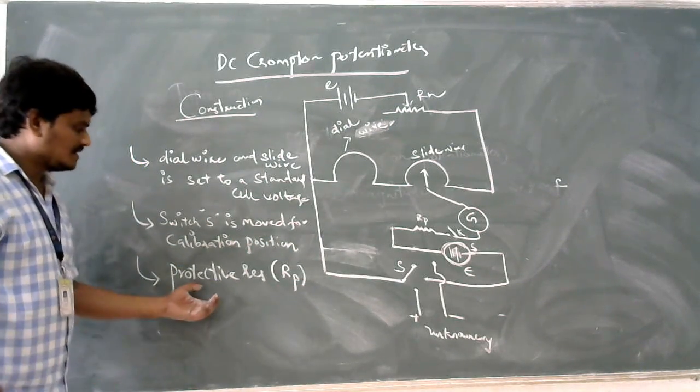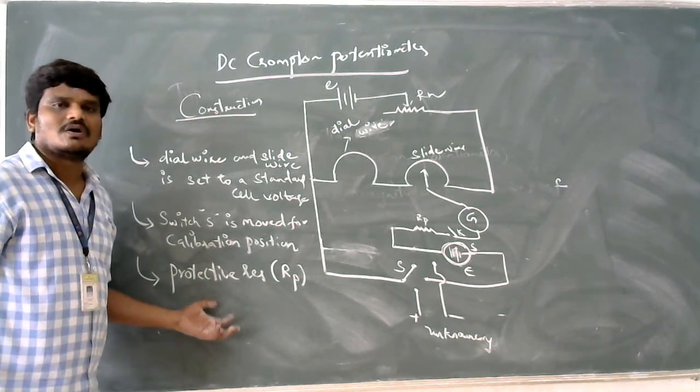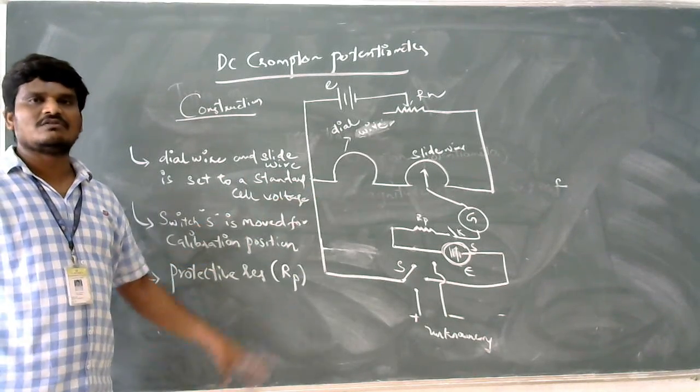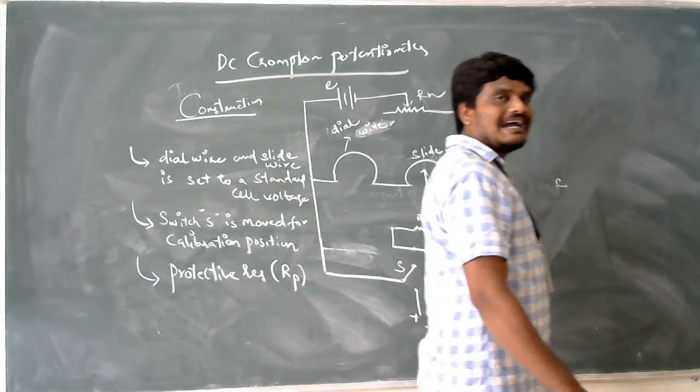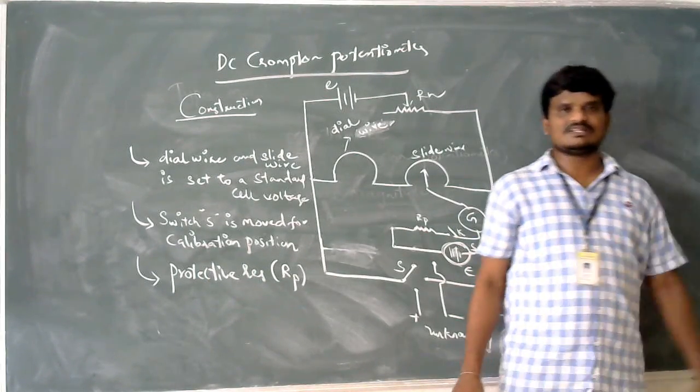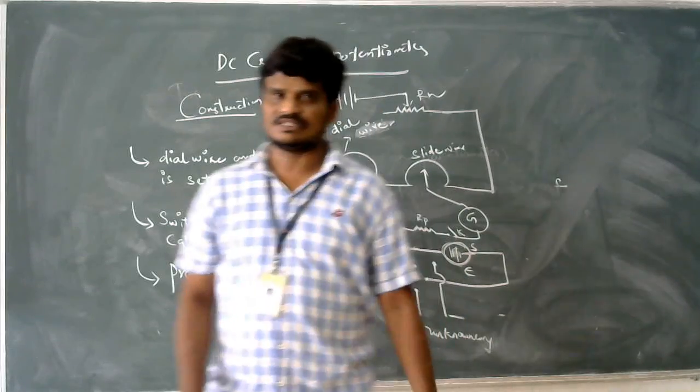What is the main function of protective resistance? In order to avoid damage to the galvanometer during initial stages, I am using this protective resistance.